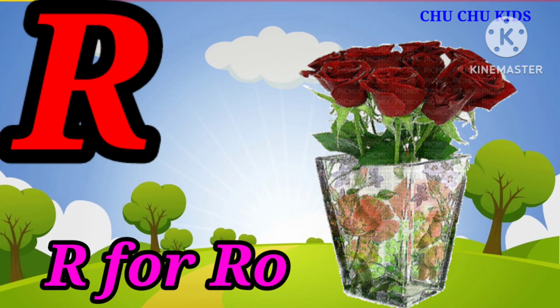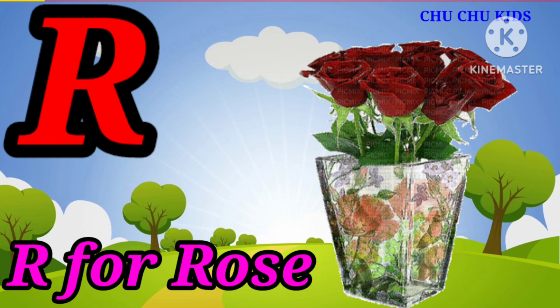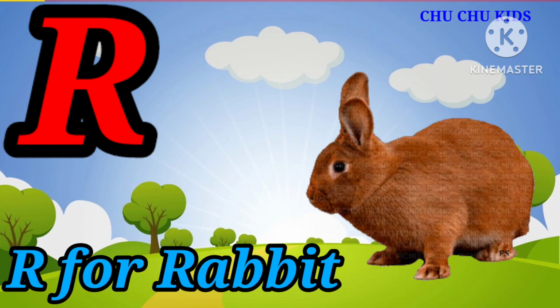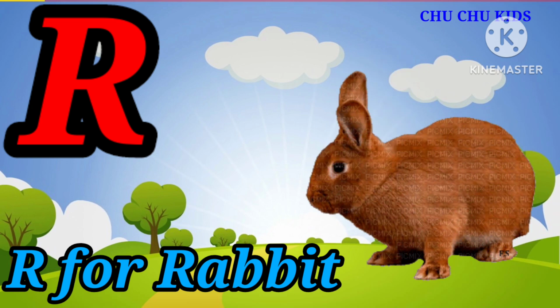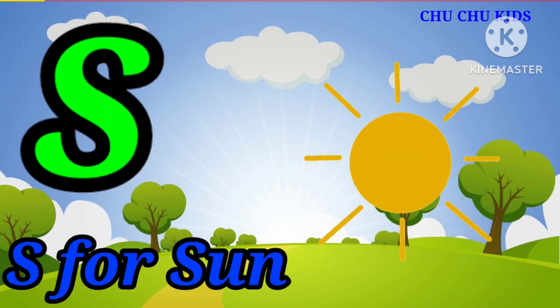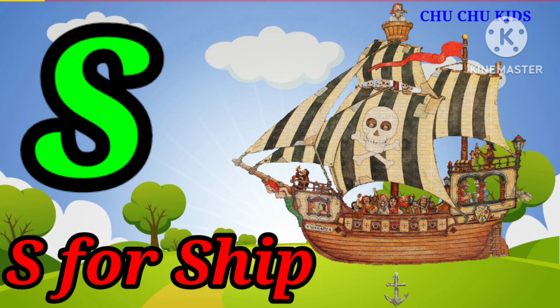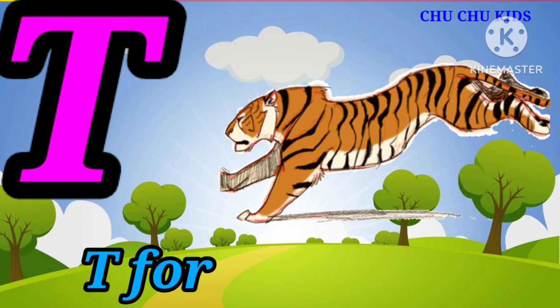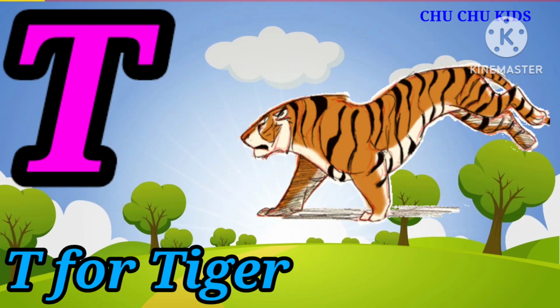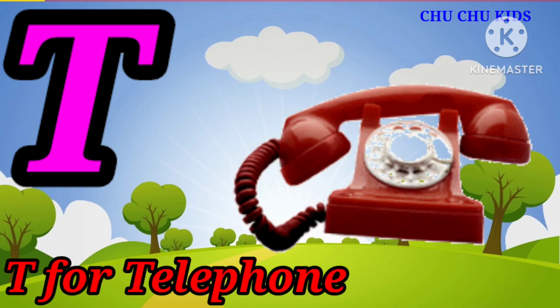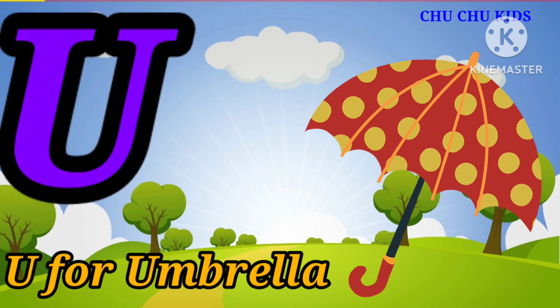R for rose. R for rabbit. S for sun. S for ship. T for tiger. T for telephone. U for umbrella.